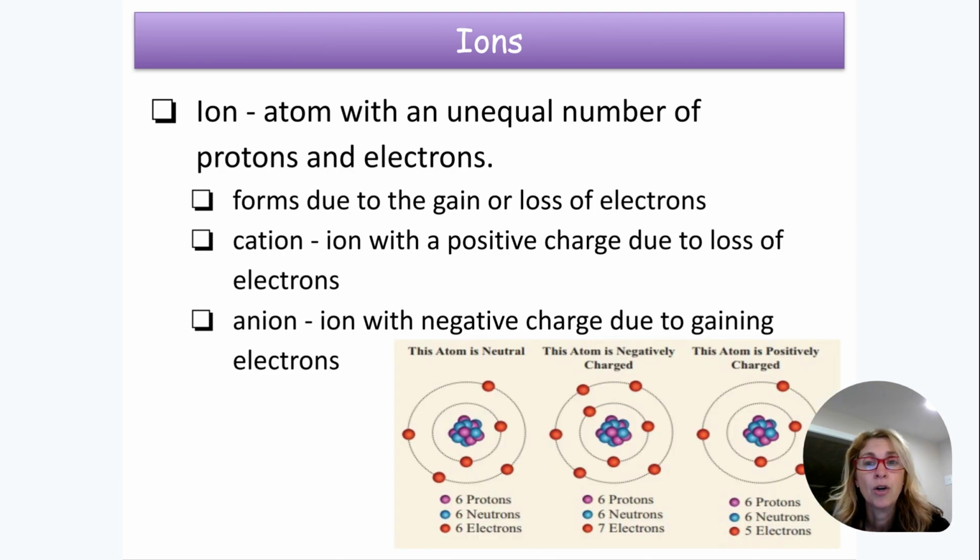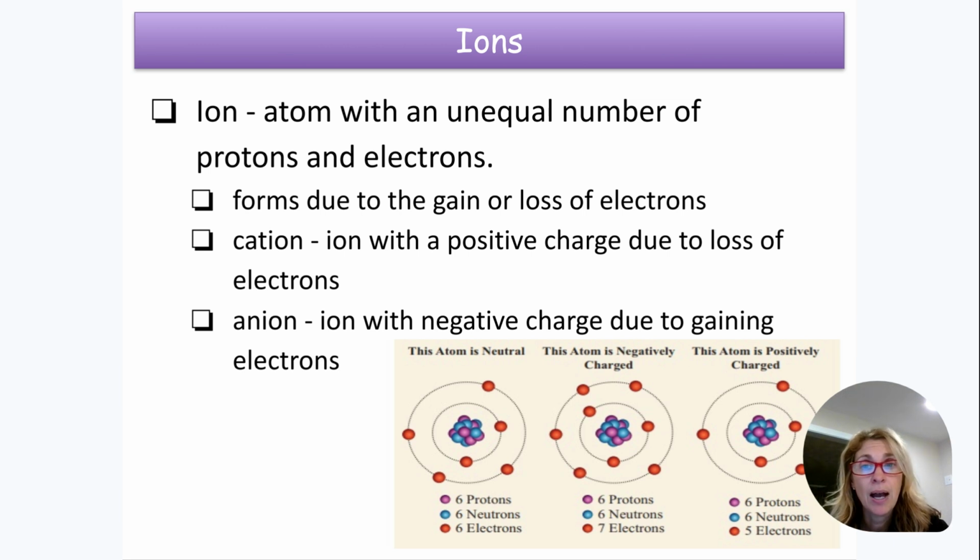Not all atoms are neutral. Sometimes we have a gain or loss of electrons resulting in an ion. An ion is an atom with an unequal number of protons and electrons. The formation of ions involves only the change in the number of electrons. If you change the number of protons, you would change the identity of that element. So it's formed due to the gain or loss of electrons.